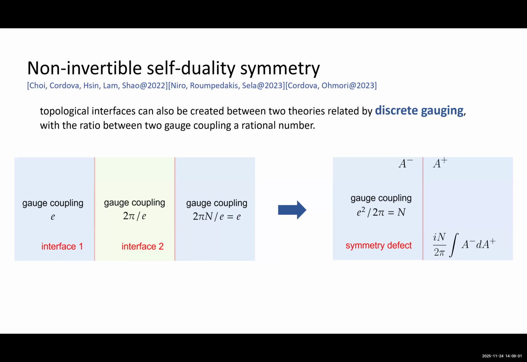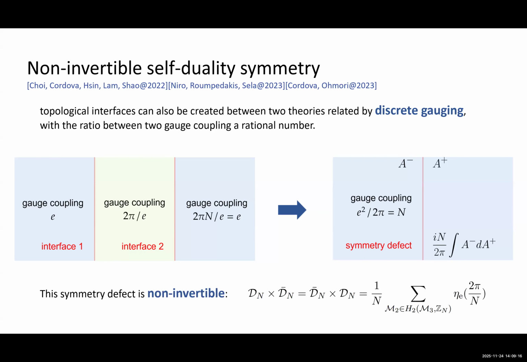And then you can fuse those two topological interfaces and end up with one codimension one topological symmetry defect in your original theory. And that's how this defect is constructed. And more importantly, if you work out the path integral by fusing these two symmetry defects together, you would find, very surprisingly, that their fusion rule is no longer group-like, and that leads to this non-invertible symmetry.